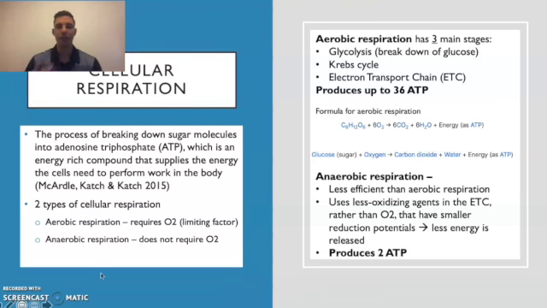And then there's anaerobic respiration, which is less efficient than aerobic respiration. That is because it uses less oxidizing agents in the ETC rather than oxygen, that have similar reduction potentials, but they yield less ATP per molecule of glucose. So overall, anaerobic respiration nets a maximum of 2 ATP total.